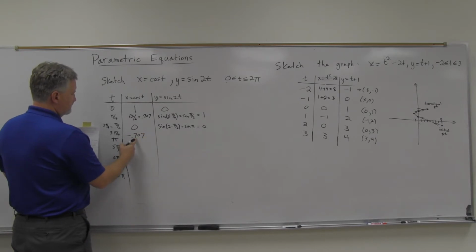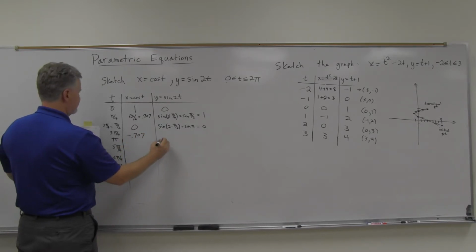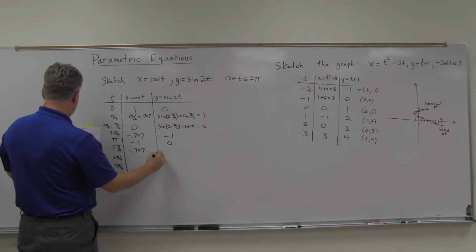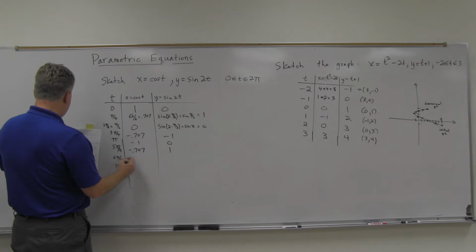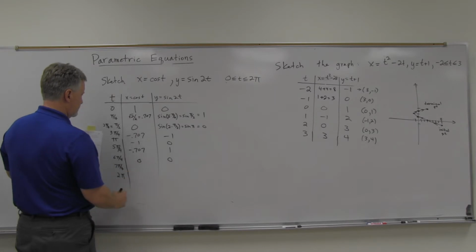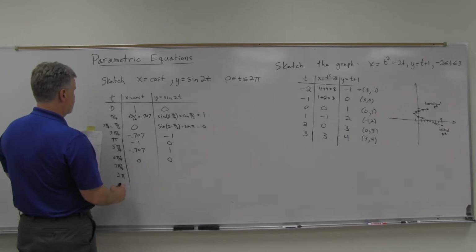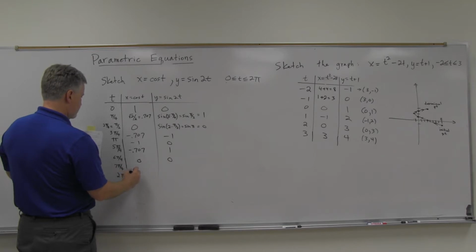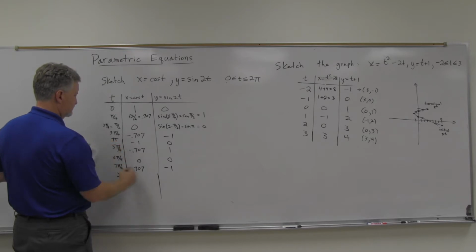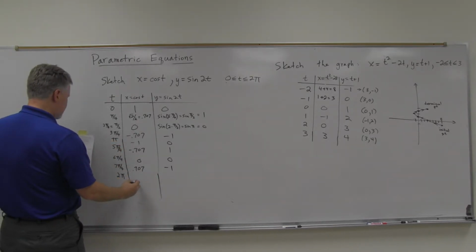This would be a negative square root of 2 over 2, negative 0.707. This is negative 1. At pi, I've got negative 1 and 0. 5 pi over 4 is negative 0.707 again for x, and 1 for y. 6 pi over 4, 3 pi over 2, that's 0, 0. 7 pi over 4 is positive 0.707, and negative 1. 2 pi is 1, 0.